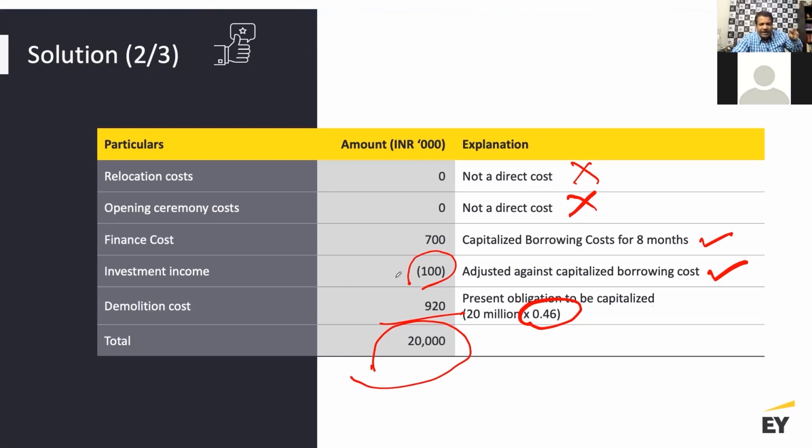Now that is one, and the employment cost and other direct overheads were considered for 7 months. Why? Because we started the construction from 1st of May, right? So May, June, July, August, September, October, November, for 7 months. We did the overheads as well as employment for that, and that's how the total cost of construction comes to 20,000, or overall 20 million.